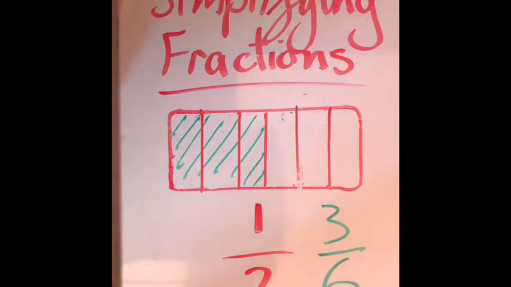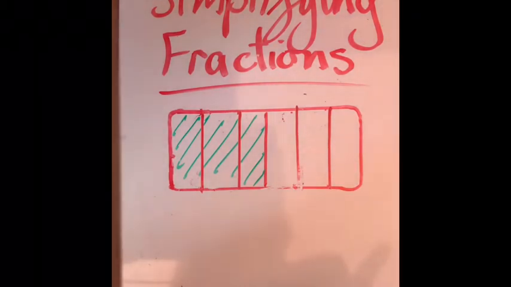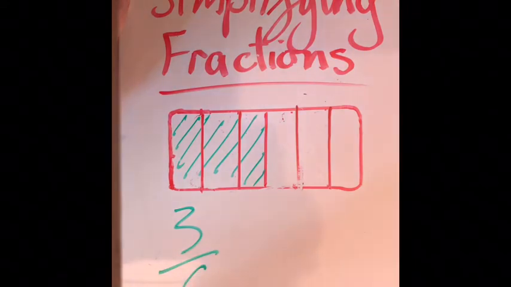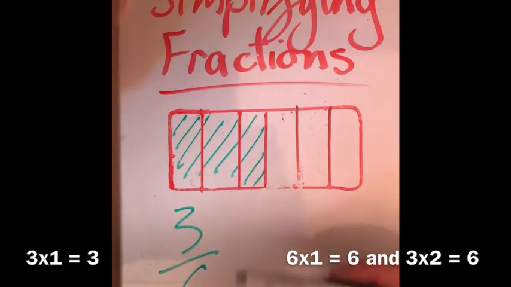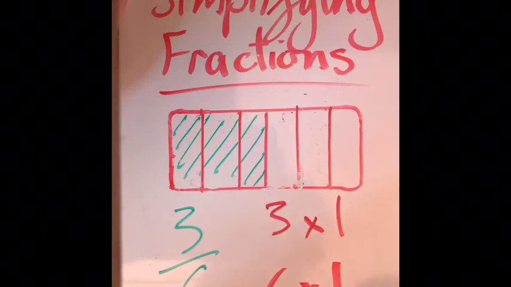If we focus more on this fraction here, 3 over 6, to simplify the fraction, we are going to use our factoring skills. So the top number, 3, is a prime number, and that can only be made by doing 3 times 1. And the bottom number, our denominator, that can be made by 6 times 1 and 3 times 2. However, the factor, the highest common factor, which is used in both, is the number 3.